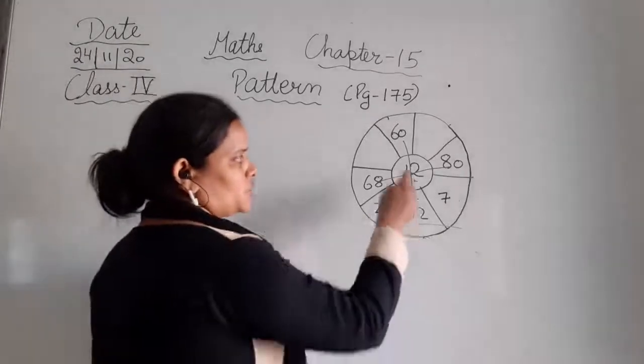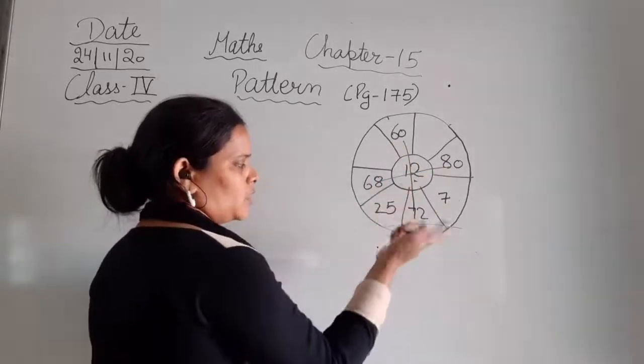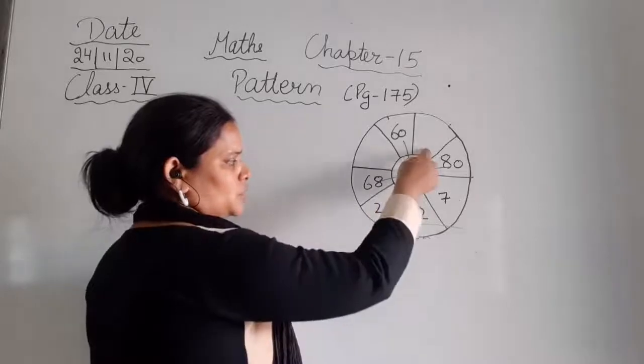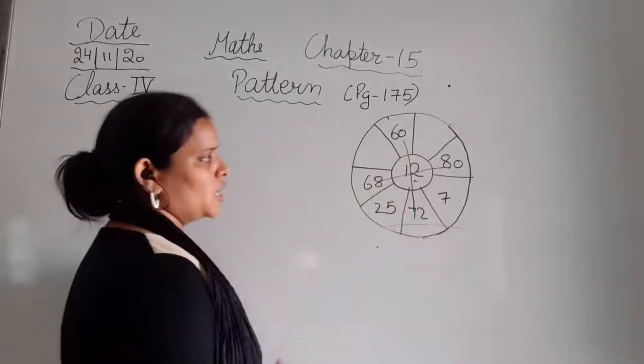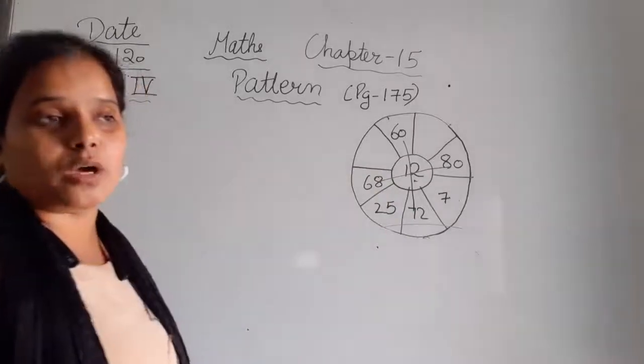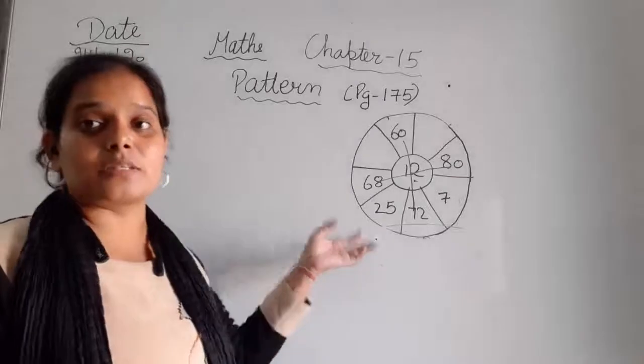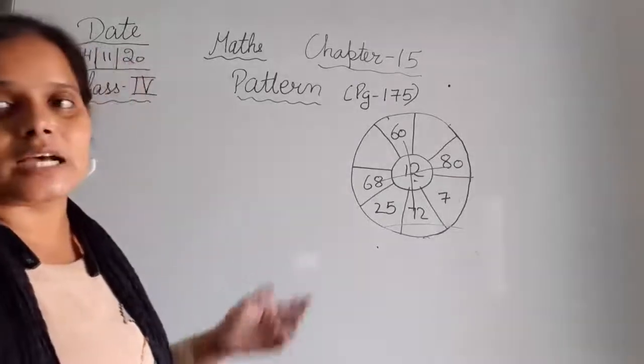So देखिए 72 minus 60 is 12, 80 minus 68 is 12, और 25 के ऑपोजिट कुछ नहीं है, 7 के ऑपोजिट कुछ नहीं है. So that means 25 में से हमें ऐसा डिजिट माइनस करना होगा कि जिसका आंसर आए 12, या कोई ऐसा डिजिट में से 25 को माइनस करें जिसका आंसर आए 12.